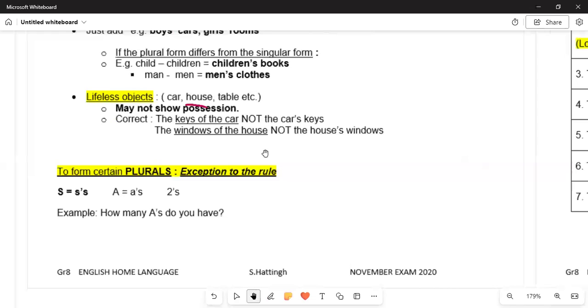Moving on, you will see that to form certain plurals there is an exception rule. The S would now be an S with an apostrophe, and number 2, an A, which can be a small a, with the use of an apostrophe. For example, let us check here. How many A's do you have? It shows that there are many A's that can be available.